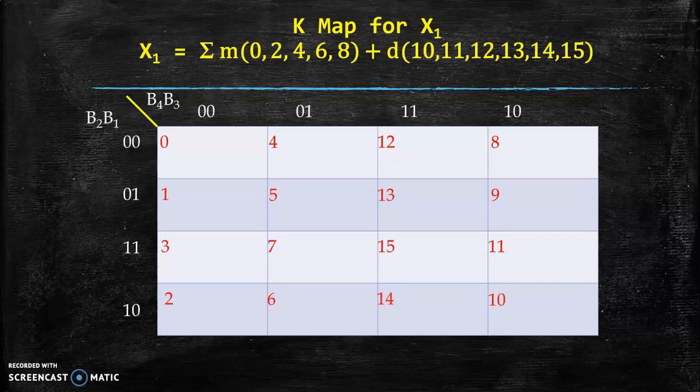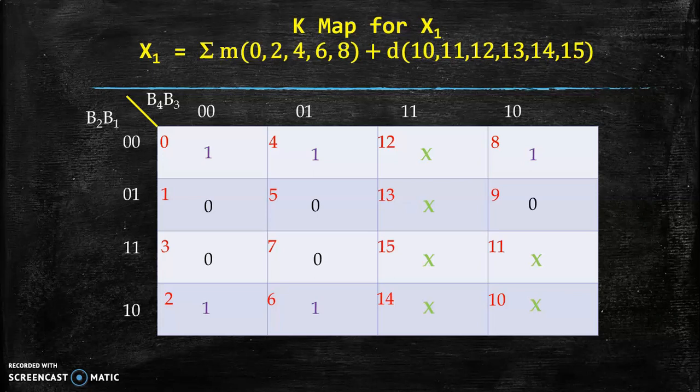Now as per the minterms, we write 1 in each respective cell, that is 0, 2, 4, 6 and 8. We put a cross sign for the don't care condition, and that is 10, 11, 12, 13, 14, 15. In all remaining cells, we write 0.